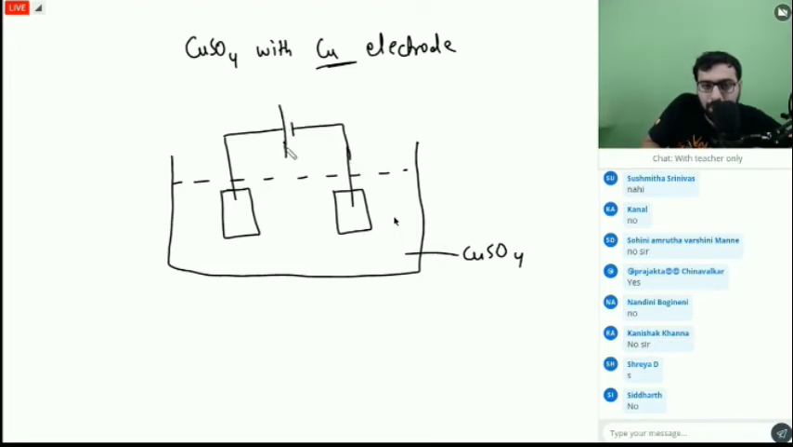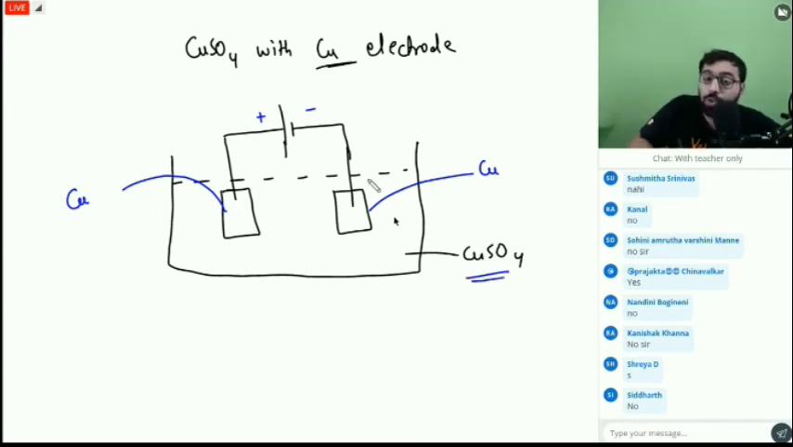So this is your positive terminal and this is negative terminal. You know that on, if you are... Okay. Now if you are saying CuSO4, these electrodes are both made up of copper. Electrodes are copper and electrolyte is copper sulfate. So this negative electrode is cathode and positive is anode.